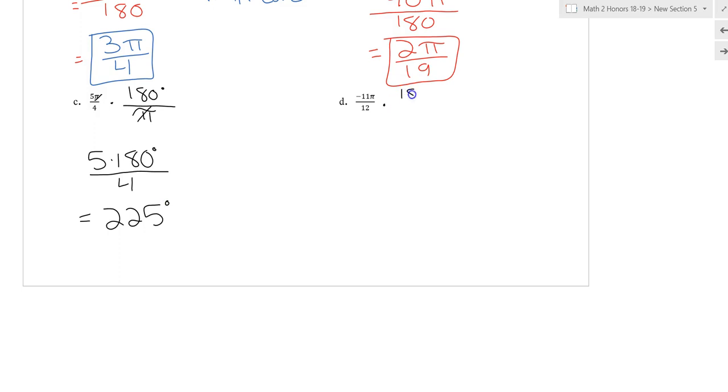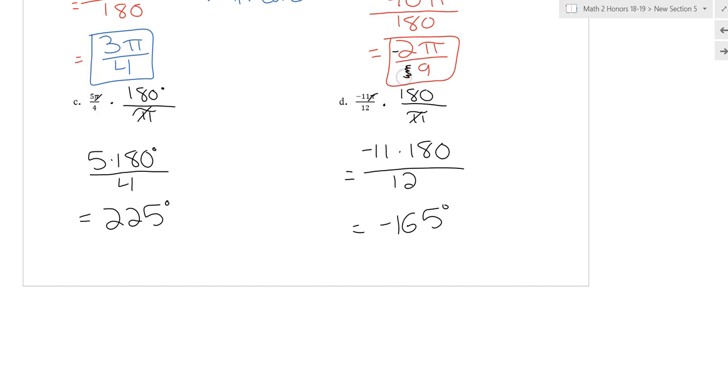Same thing here, I'm going to multiply by 180 over pi. Again, we want the pi's to cancel out, so we have negative 11 times 180 over 12. And we get negative 165 degrees. I lost my negative, so I'm sure this one got all messed up.